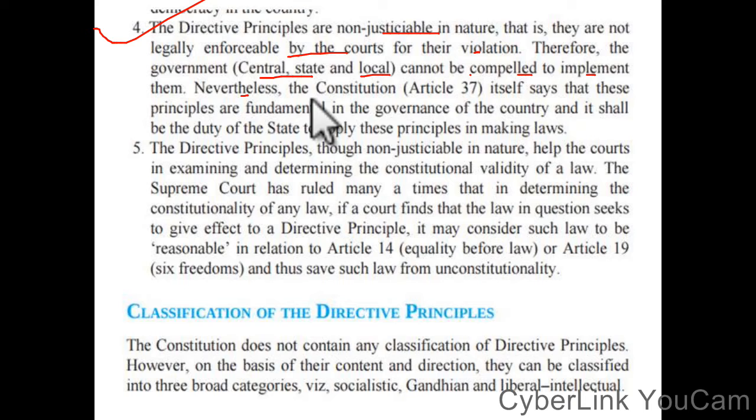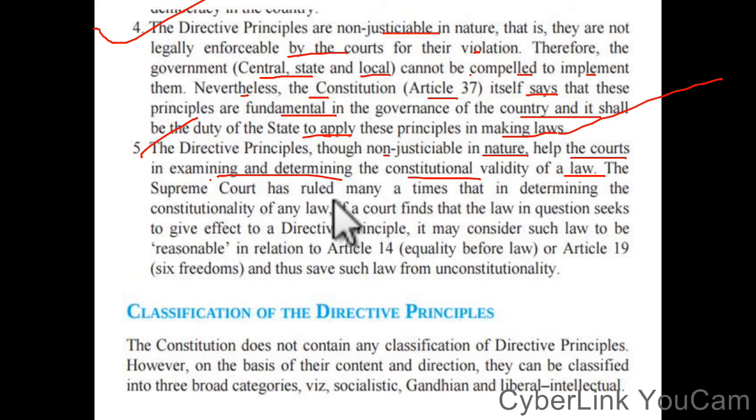Nevertheless, Article 37 of the Constitution itself says that these principles are fundamental in the governance of the country, and it shall be the duty of the state to apply these principles in making laws. The Directive Principles, though non-justiciable in nature, help the courts in examining and determining the constitutional validity of a law.